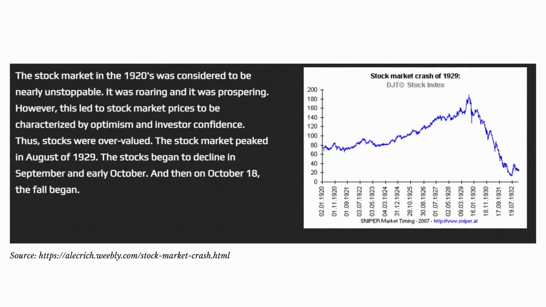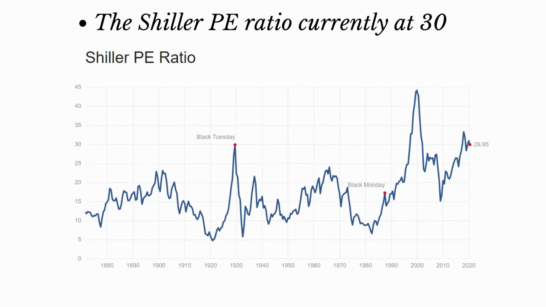And that, of course, was followed by what? That was followed by the Great Depression. So if we take a look at this ratio alone, the Shiller PE ratio, the S&P currently is overpriced.